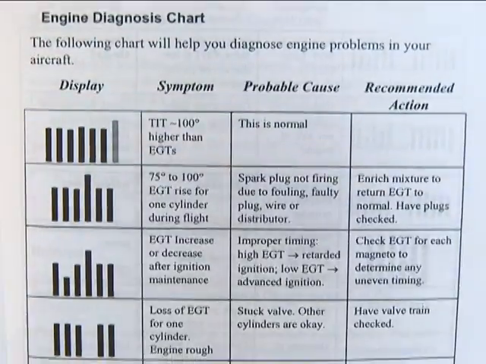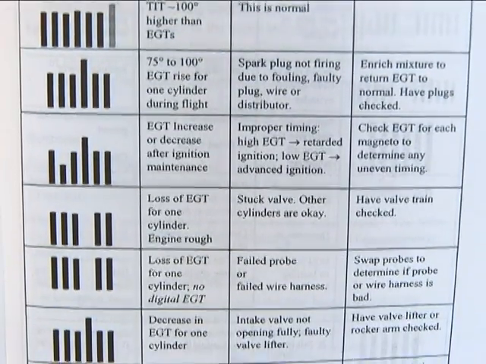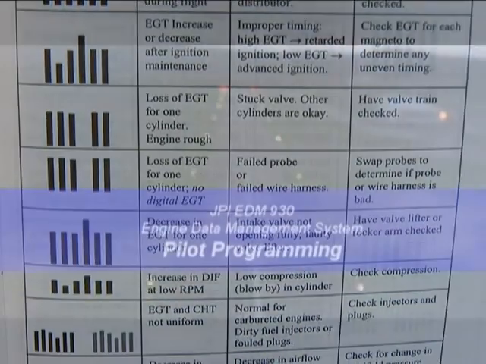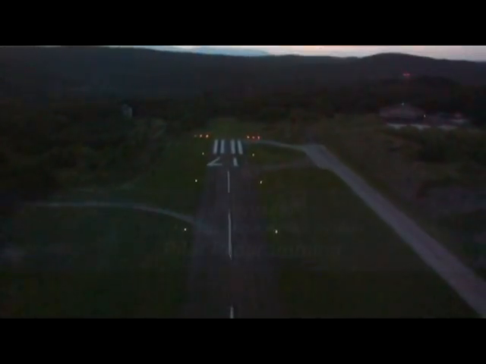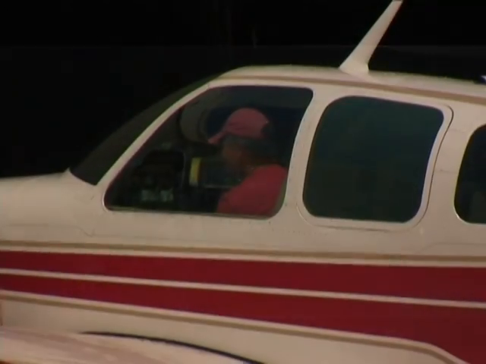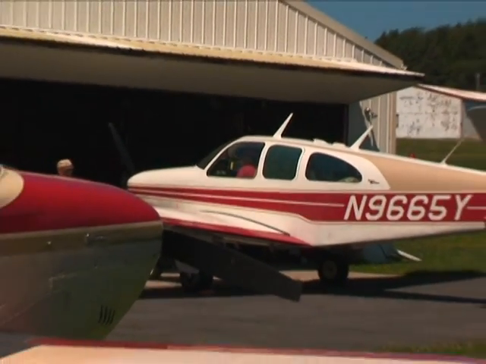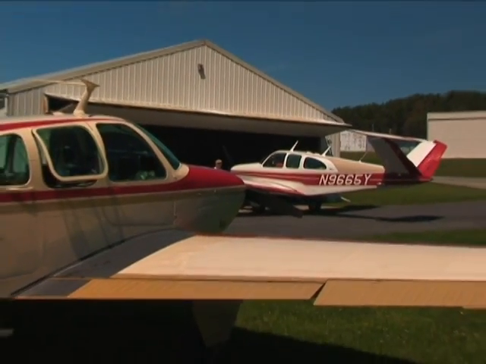There is an engine diagnosis chart in your EDM 930 Pilot's Guide. This chart will tell you specifically what may be causing an anomalous display. You can customize the display of your EDM 930 from the pilot's seat. Although this can be done in the air, we strongly suggest that you perform these steps only when parked on the ground.